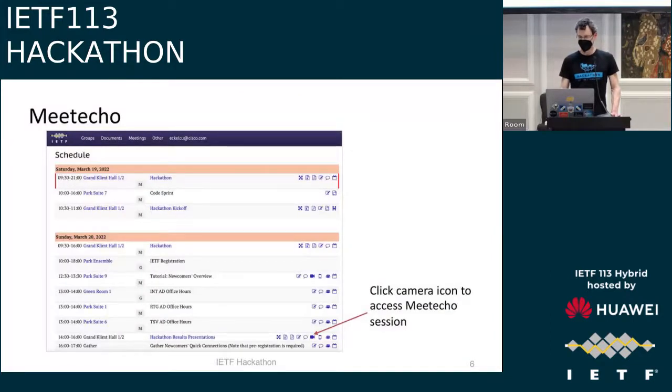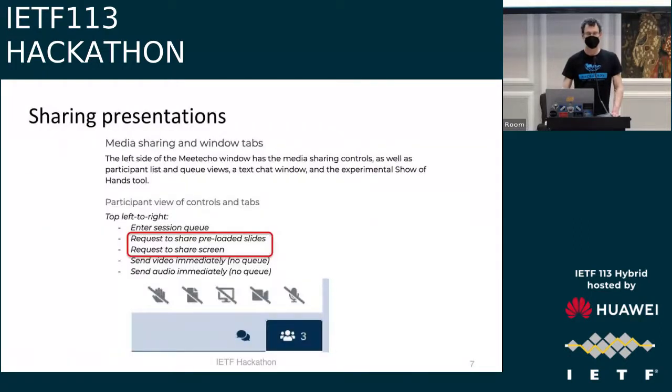And here's something, if you're just logging into Meetecho and you're trying to find out how to do it, if you go to the agenda, you should see a little camera icon there. If you click on the camera icon, that'll bring you into the Meetecho session. Once you're in Meetecho, there's 2 different ways to share. The one is to share using preloaded slides. And that functionality is really slick. And if you happen to have a PDF that you uploaded into GitHub before, you'll be able to make use of that. And if not, you'll have to just request a share screen.